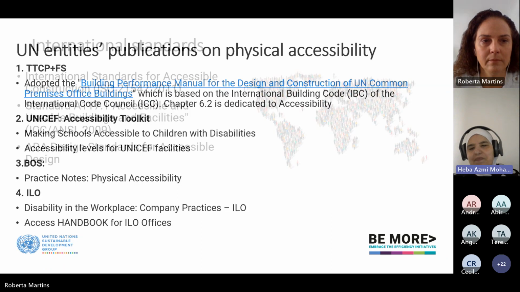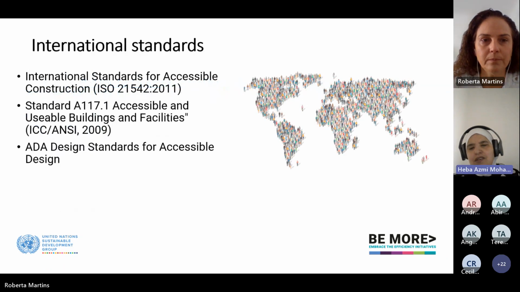Next slide, please. So these are some of the international standards for physical accessibility. We have the International Standard for Accessible Construction, or the ISO, and we have the other standard, A117, for accessible and usable buildings and facilities. And also we have the ADA design standard for accessible design. Next slide, please.